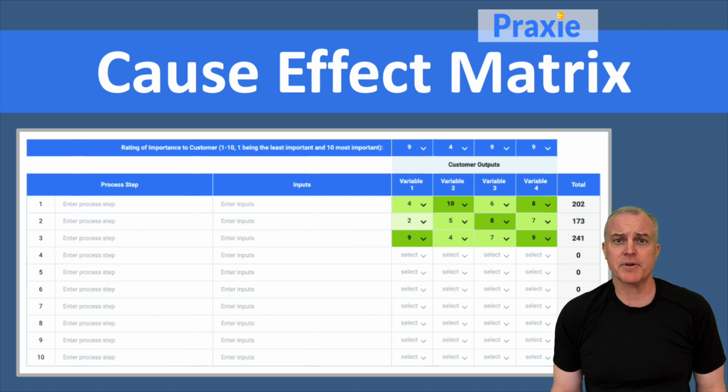The cause and effect matrix is a great tool to use so that you can understand the different inputs, causes, and the outputs, the effects that will have the greatest impact on success. Usually the inputs are process related, and then the outputs are usually focused on the customer.